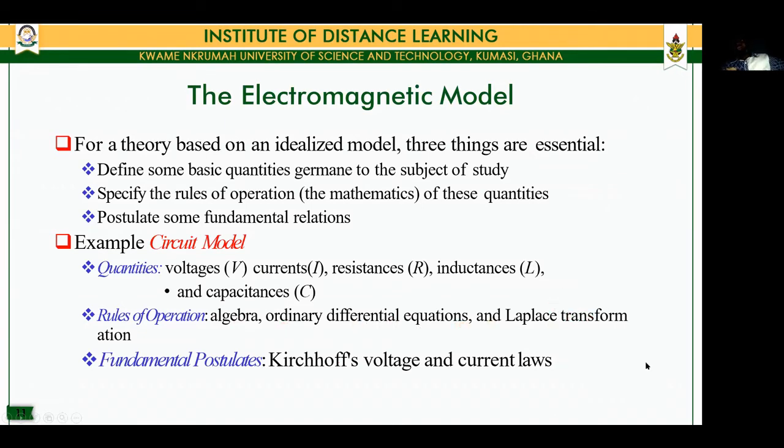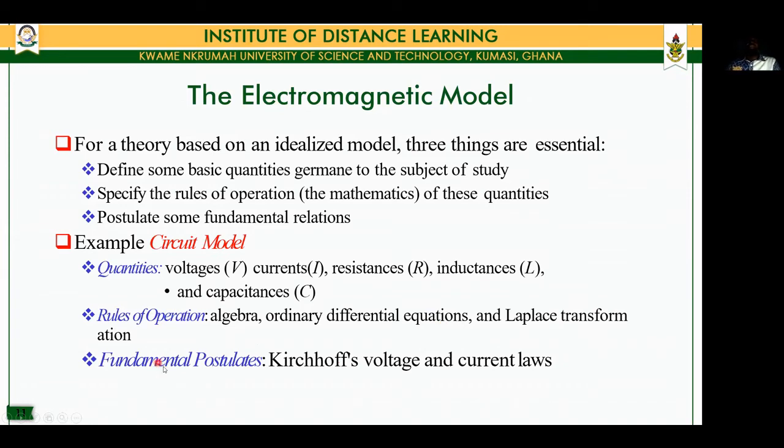And I think in your circuit theory class, you may have used some ordinary differential equations, but maybe not Laplace transform. You may have used Laplace transform in, I think, third year when you do classical control systems. Or in signals and systems, you use Laplace transform. So the rules of operation for circuit theory model are mostly algebra and ordinary differential equations.